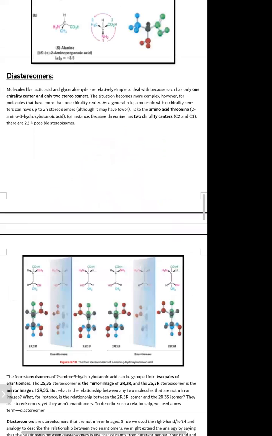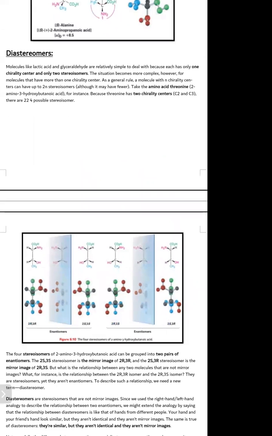Then the next topic is diastereomers. Molecules like lactic acid and glyceraldehyde are relatively simple to deal with because each has only one chirality center and only two stereoisomers. Take the amino acid threonine, 2-amino-3-hydroxybutanoic acid. Because threonine has two chirality centers, C2 and C3, there are 2 squared, or 4, possible stereoisomers.